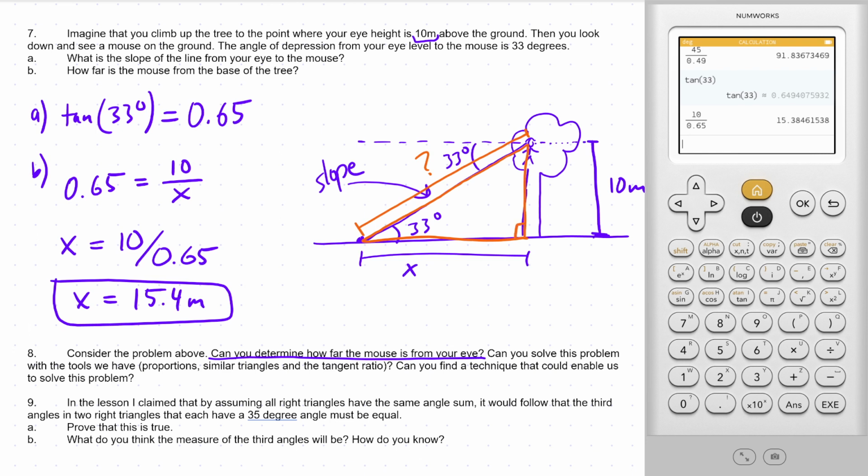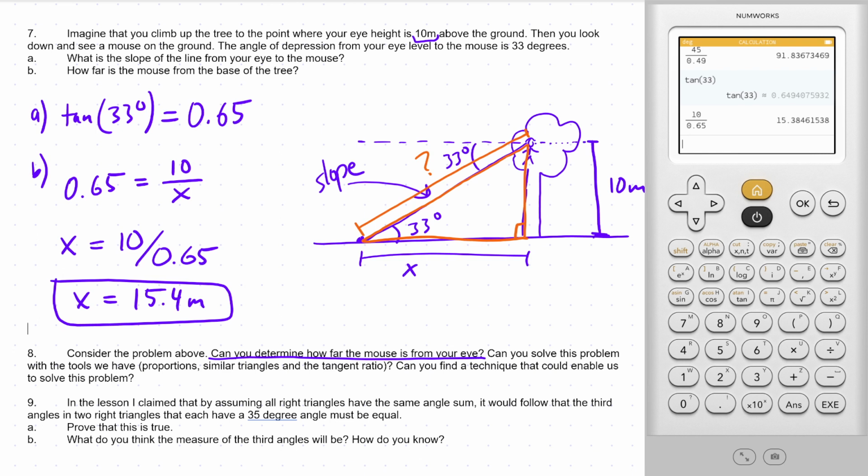There are a few different tools we can use to find this, but no tools we've actually learned about. So it says, can you solve this problem with the tools we have? Proportion, similar triangles, the tangent ratio. Actually, you could draw a to scale triangle and do the calculation. Use similar triangles with a little bit of work. You could also use something called the Pythagorean theorem. If you know the Pythagorean theorem, that's a topic for a future lesson.